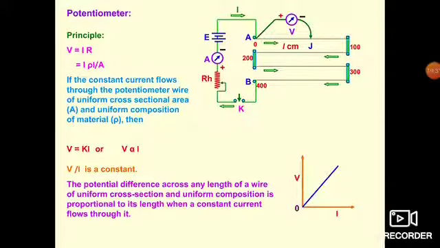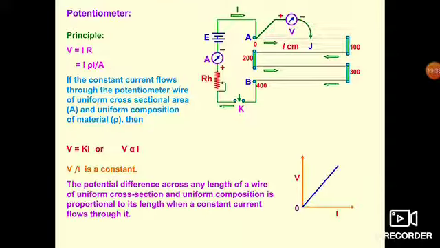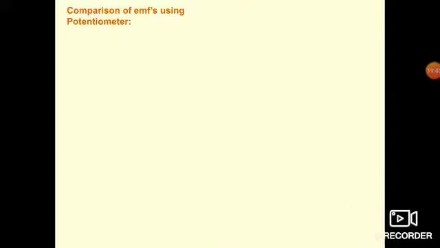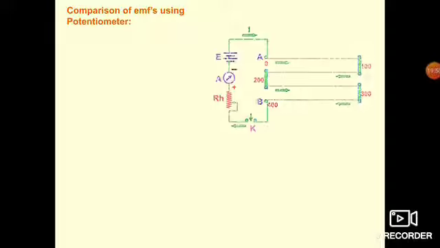So as V is directly proportional to L, you will get a straight line between V and L. So this is your potentiometer. Now we are using this potentiometer for another application: comparison of EMF using a potentiometer. We can use the potentiometer to compare the EMF of cells also. There is one complete setup of the potentiometer which we have studied right now.